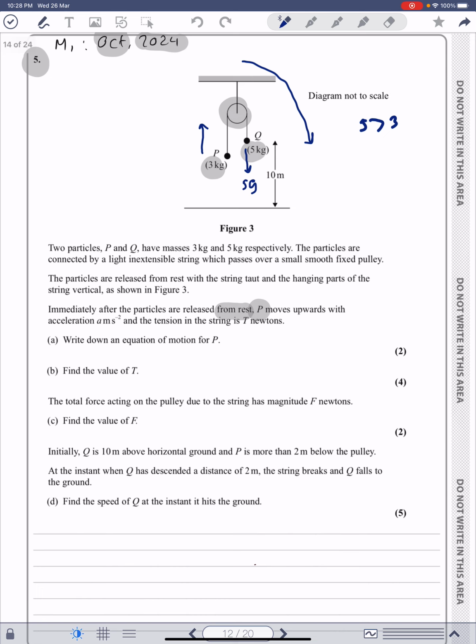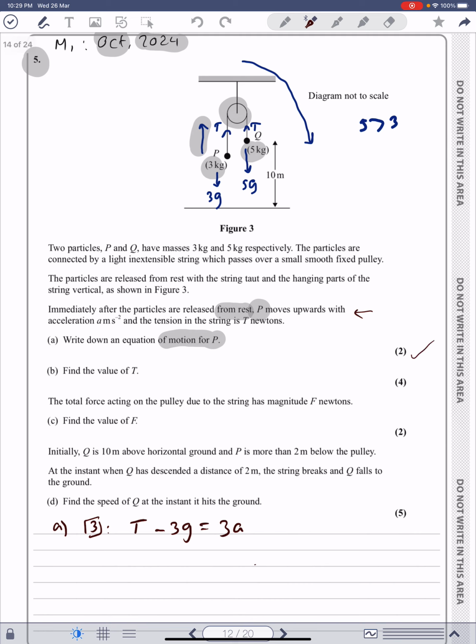So before we continue reading, we know that the string has a force of tension in this direction, and the weight of 3 is 3g. He wants us to write down the equation of motion for P, which is the 3 kilograms. Simply, T minus 3g, sorry, is equal to 3A. He wants to start, so follow him.